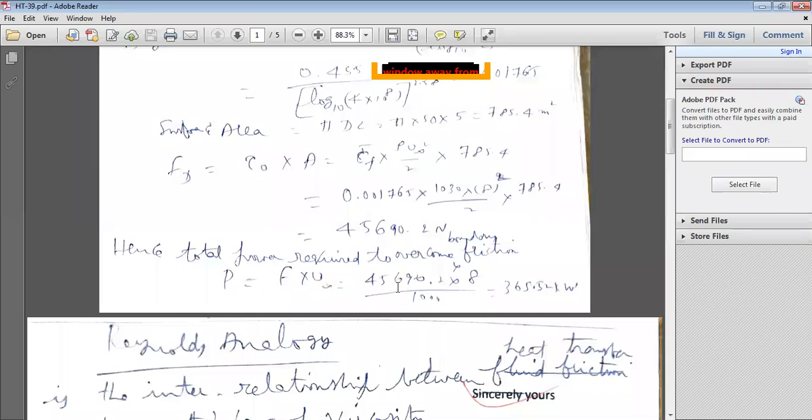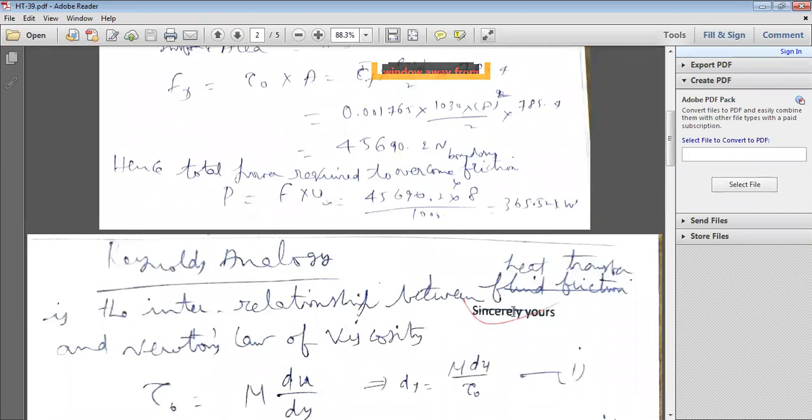That's why 45,690.2 into 8 divided by 1000. The value that comes is the power in kilowatts. Kilowatts: k small letter, W capital letter. So the power required to overcome the boundary friction for this submarine to move forward is 365.52 kilowatts. Okay? Like that, you can solve any type of problem under the external flows.